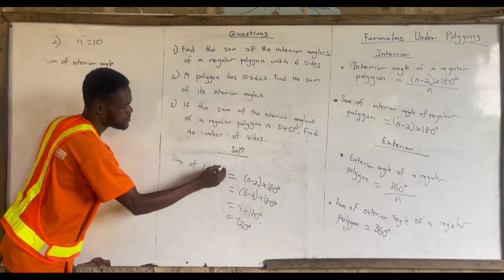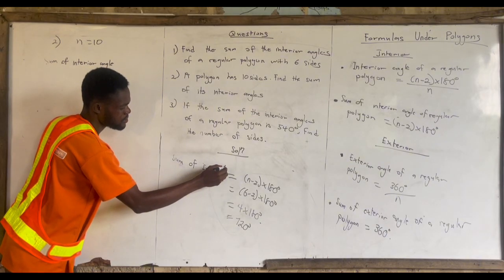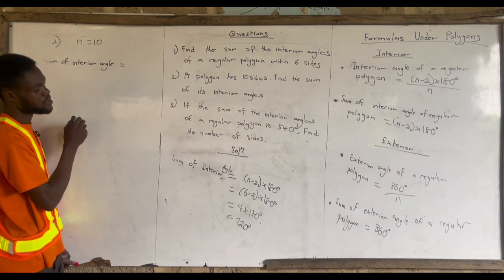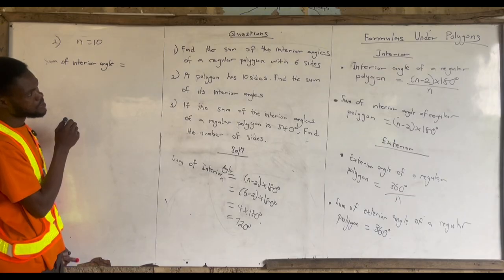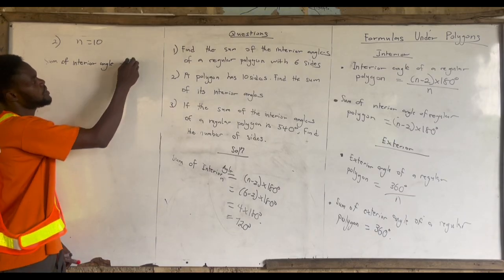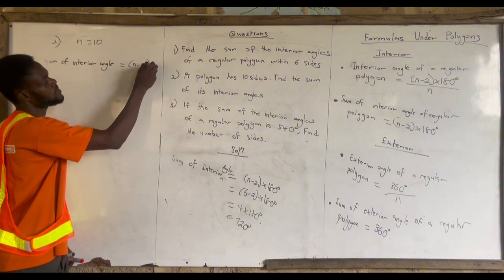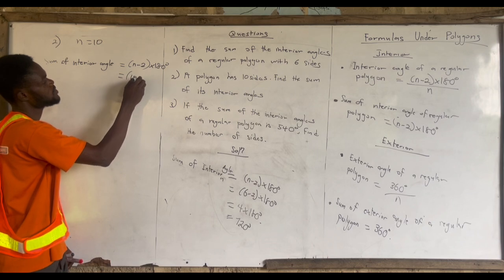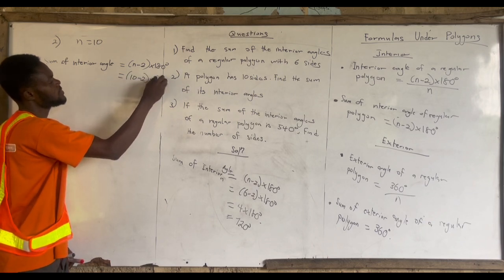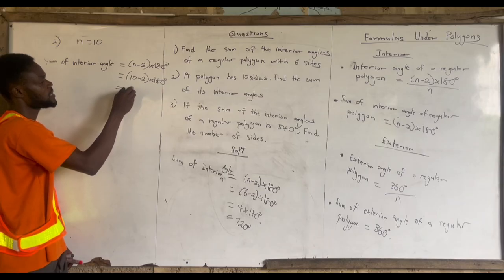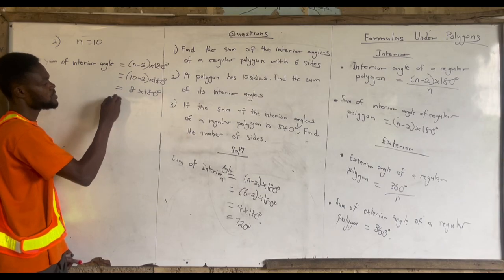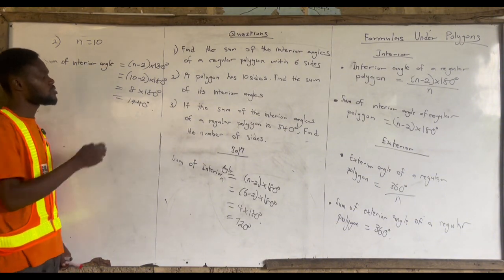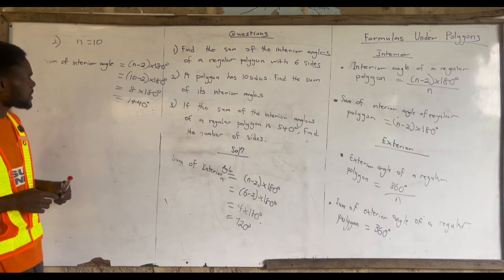Let me introduce the angle here. The sum of interior angles is equal to n minus 2 times 180 degrees. So we have 10 minus 2 times 180 degrees. So 8 times 180 degrees is 1440 degrees. So that's the final answer.